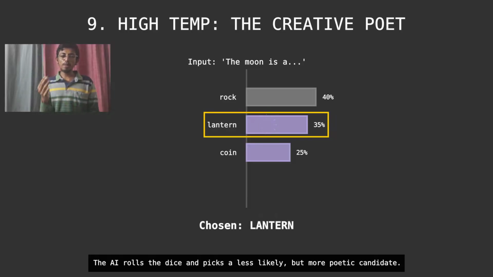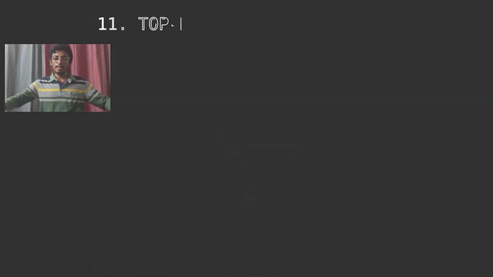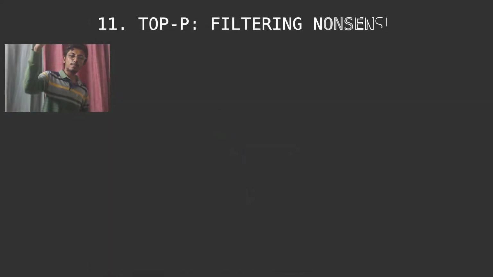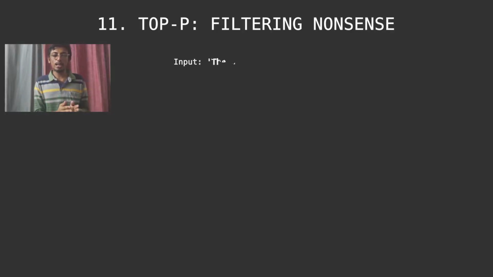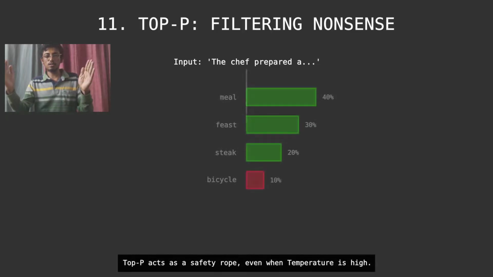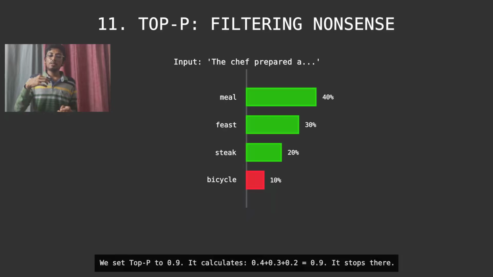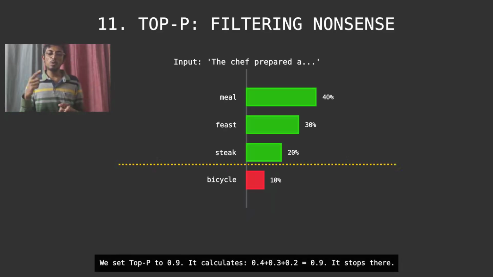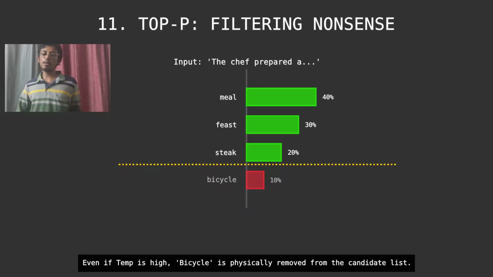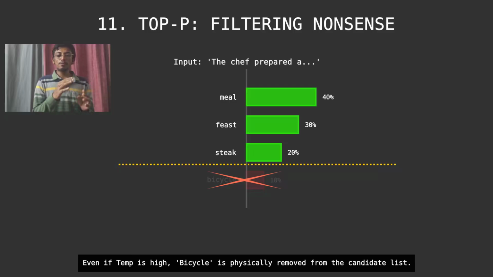That's why we have top P. Top P is the safety rope. It tells AI, no matter how high the temperature is, only look at the candidates that make up the top 90% of the probability distribution. If the AI is trying to finish a sentence, the sky is, and the words blue, grey, and clear make up 90% probability, but the word bicycle is in the last percent, top P will physically delete the word bicycle from the list before the AI even gets to choose. It allows for creativity while preventing the model from picking total nonsense.